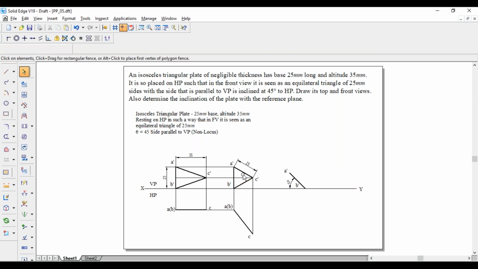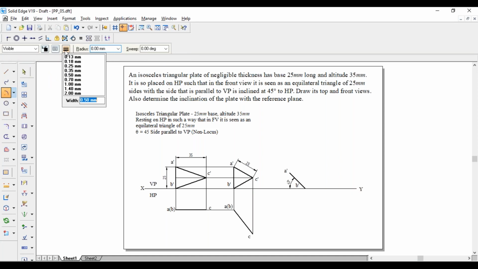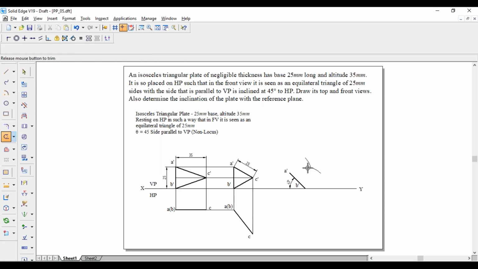Now these two lengths are also 25 mm. With A dash as center, draw an arc of 25 mm. Once again with B dash as center, draw another arc of 25 mm. Where both the arcs intersect, that will be the C dash. Trim the extra portions. Join A dash C dash and B dash C dash with thick line. This will be C dash.